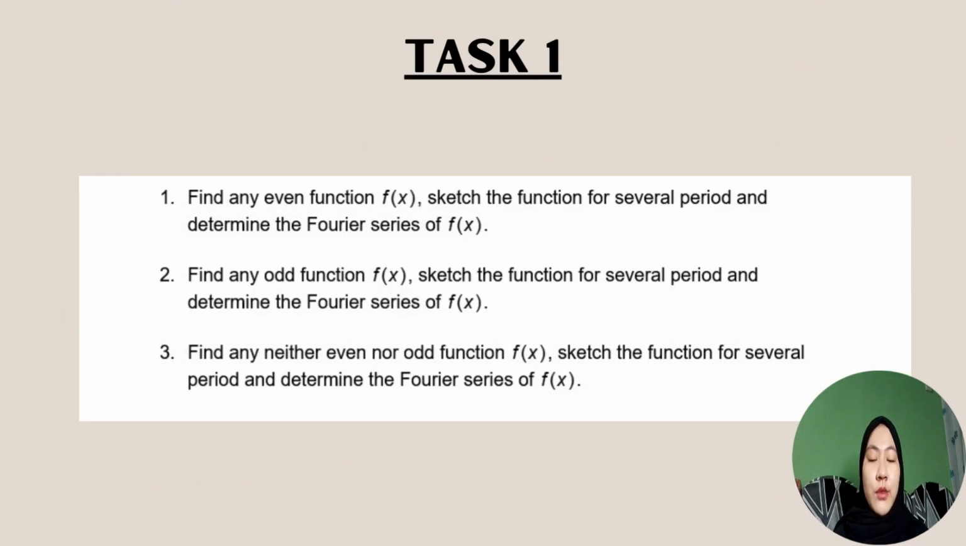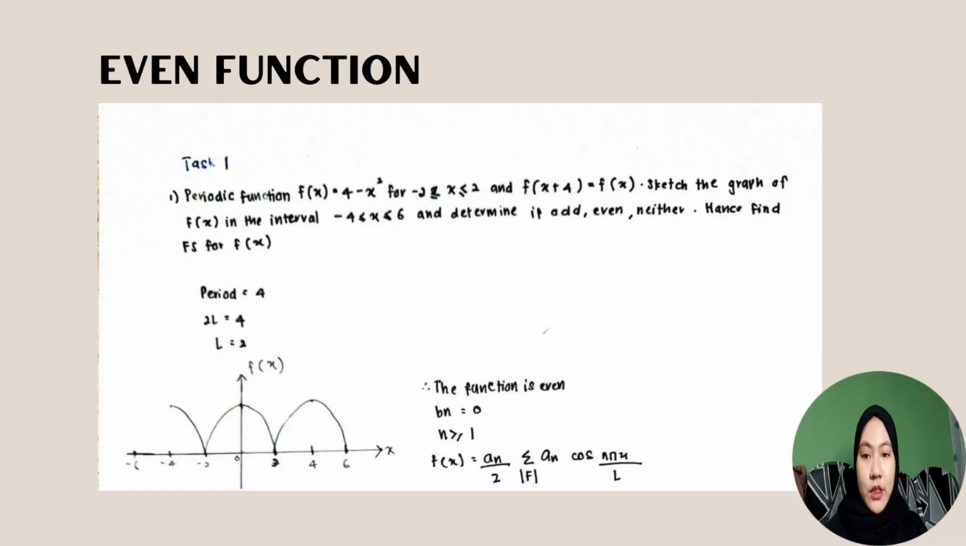For the first one, we have to find the Fourier series of functions which are even, odd, and neither. For the first one, the function given is f(x) equal to 4 minus x squared, and the interval given is negative 2 to 2. After we know the period, we have to find the L, and with the L we know how to plot the graph. After we know the sketch of the graph, we know the function is given.